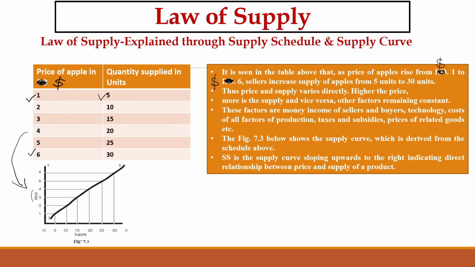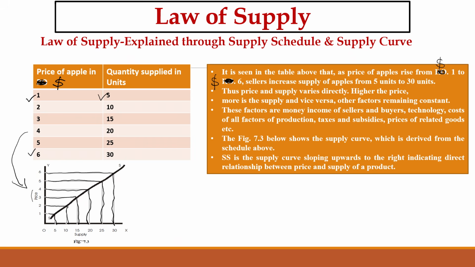When the price is 1, the quantity supplied is 5. When the price increases to 2, the quantity is 10. Price increases to 3, quantity supplied increases to 15. Price increases to 4, supply increases to 20. Price increases to 5, supply increases to 25. Price increases to 6, supply increases to 30.